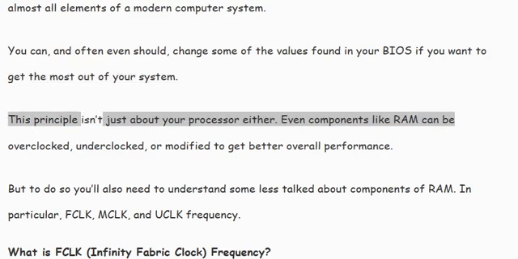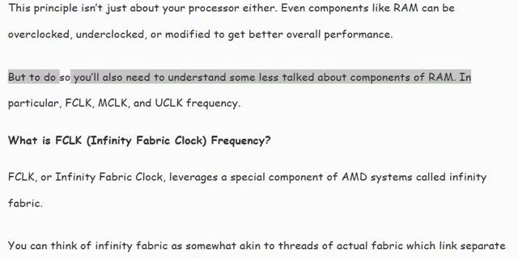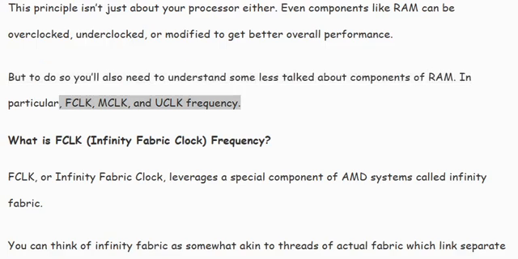This principle isn't just about your processor either. Even components like RAM can be overclocked, underclocked, or modified to get better overall performance. But to do so, you'll also need to understand some less talked about components of RAM. In particular, FCLK, MCLK, and UCLK frequency.